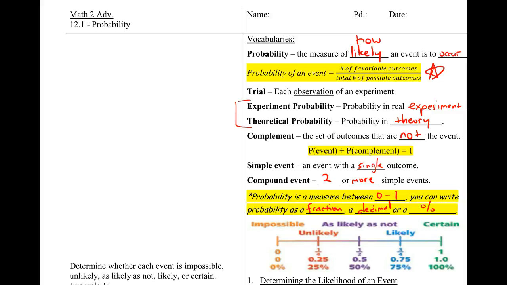A complement is the set of outcomes that are not the event, so the probability of what we don't want to happen. And the probability of what we do want to happen and its complement is equal to 1. A simple event is an event with a single outcome, and a compound event is an event that has two or more simple events. Keep in mind, probability is a measure between 0 and 1. If you have a probability that's negative or greater than 1, that is not a probability. You can write probability as a fraction, a decimal, or a percent. And you're going to see all three ways in class and on the test.